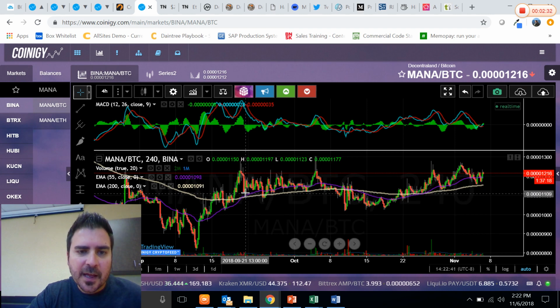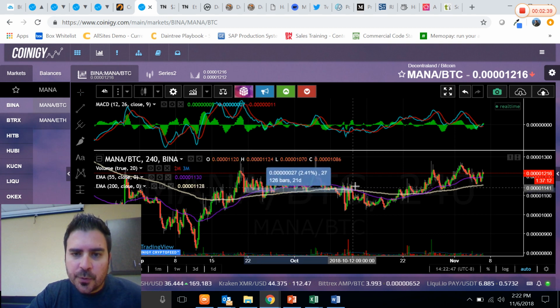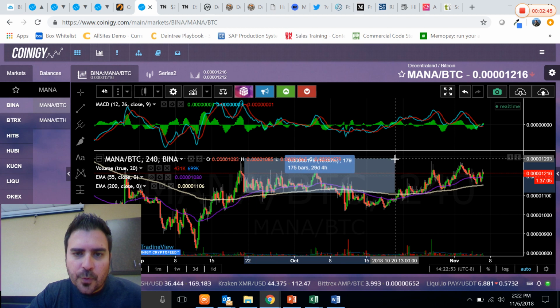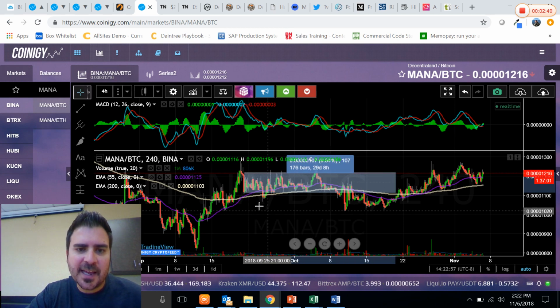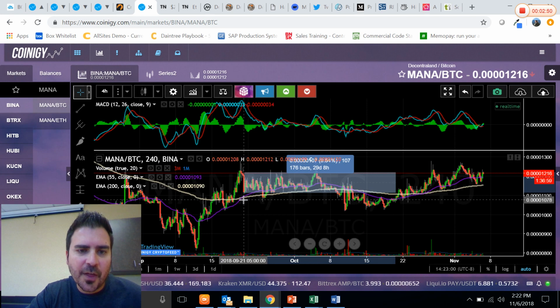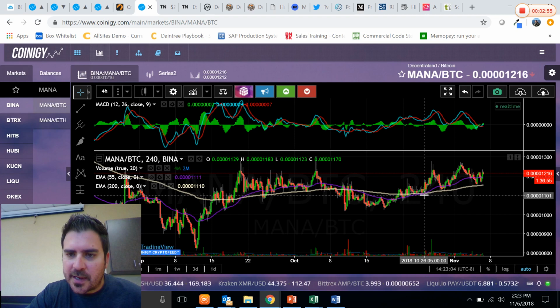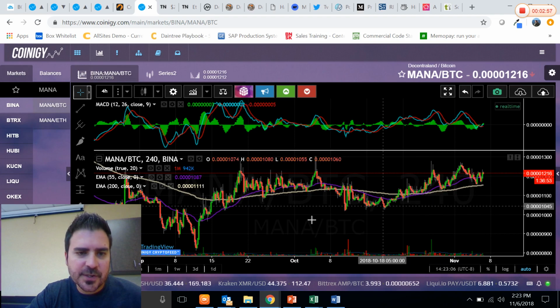So if you were to buy right here, let's just say you bought right at this cross, and you sold on the other cross, right? Even conservatively, you could have made a 9.5% gain if you just bought on that particular crossover, right? Same thing applies right here. You buy on this crossover, price starts to go up, right?